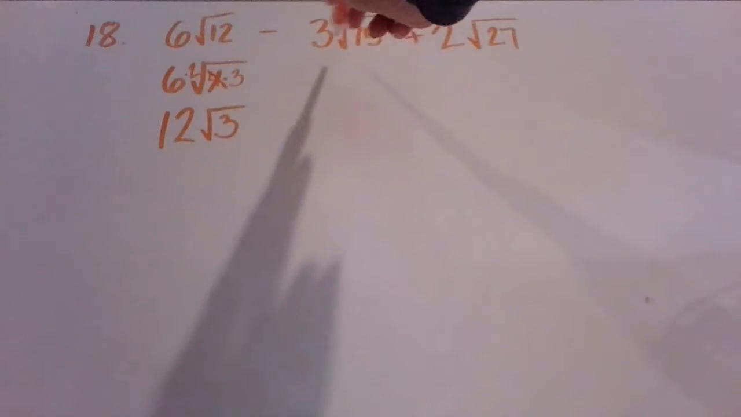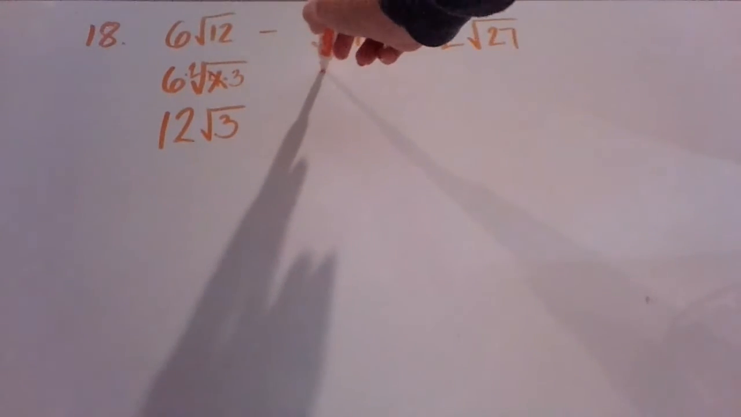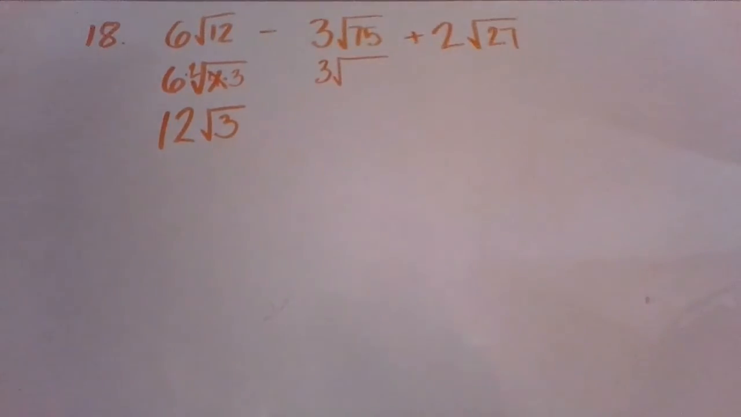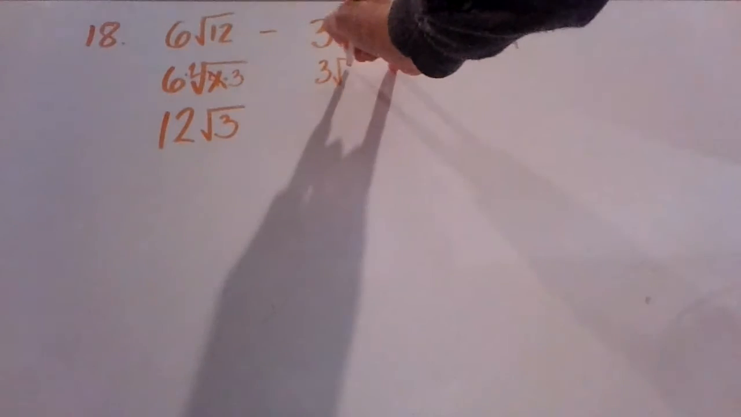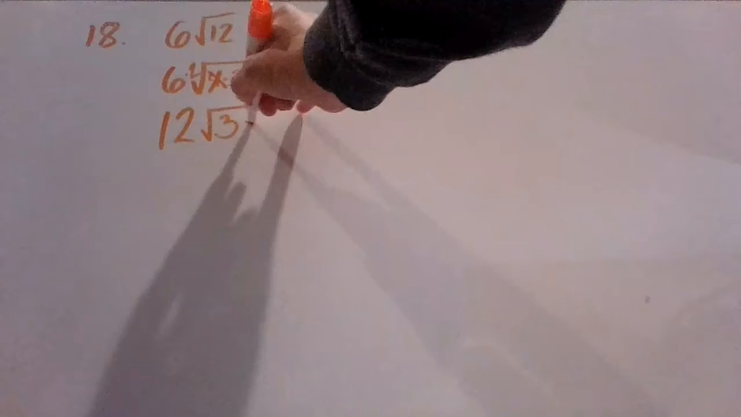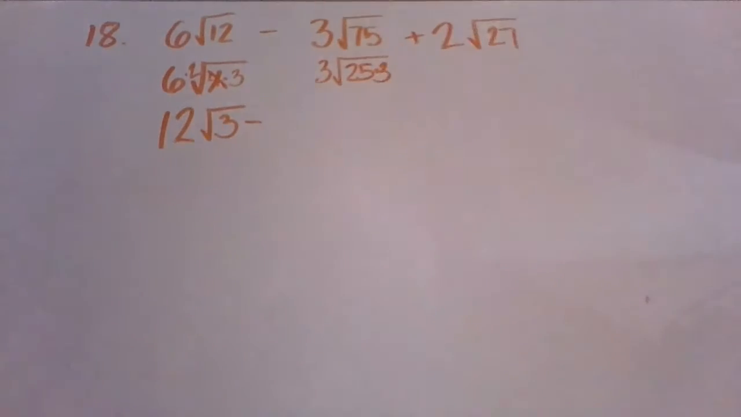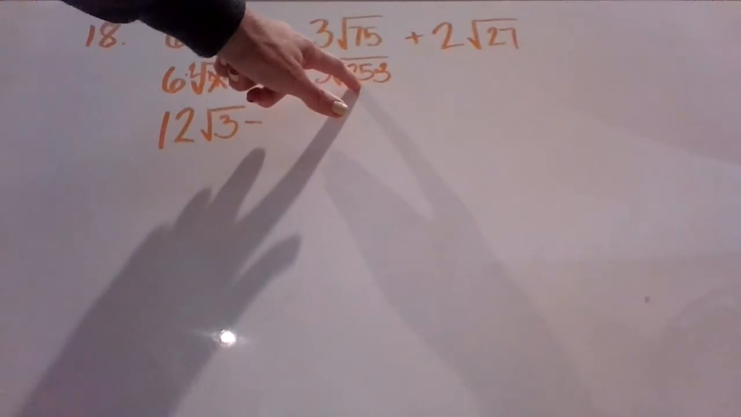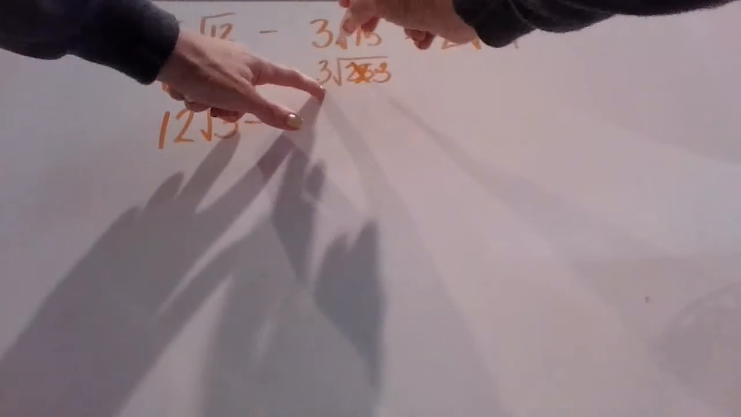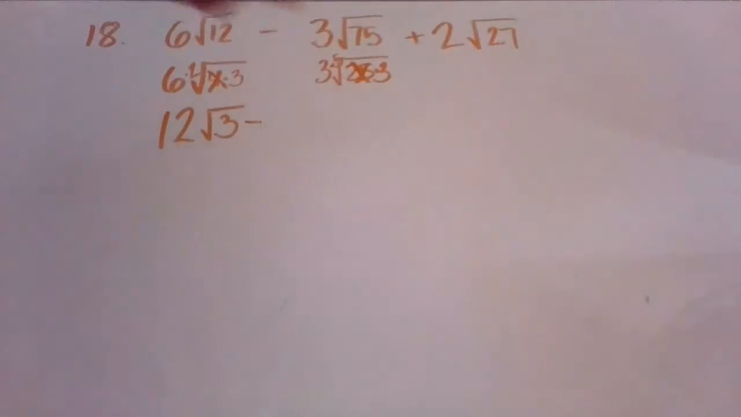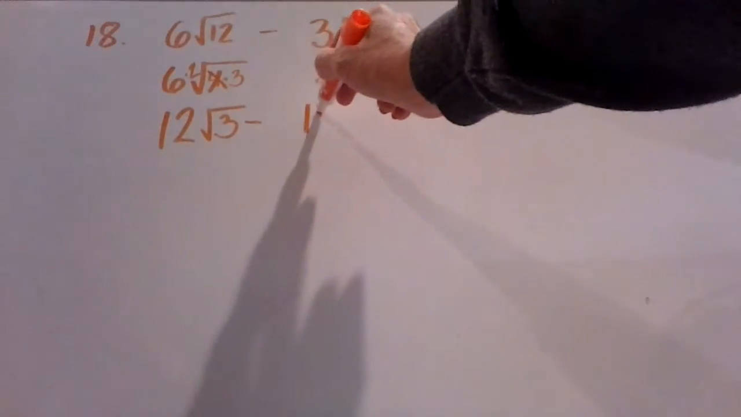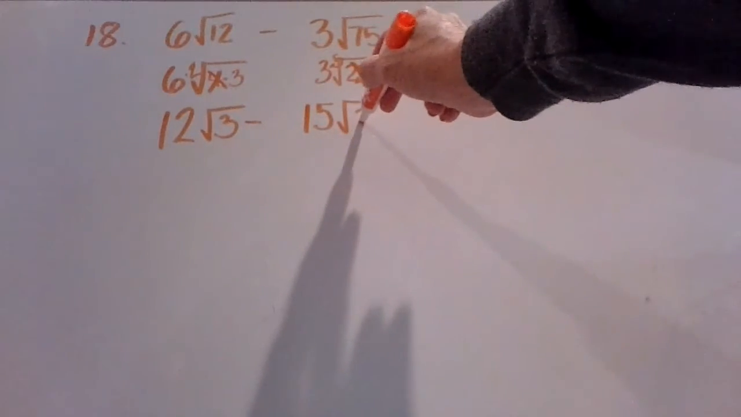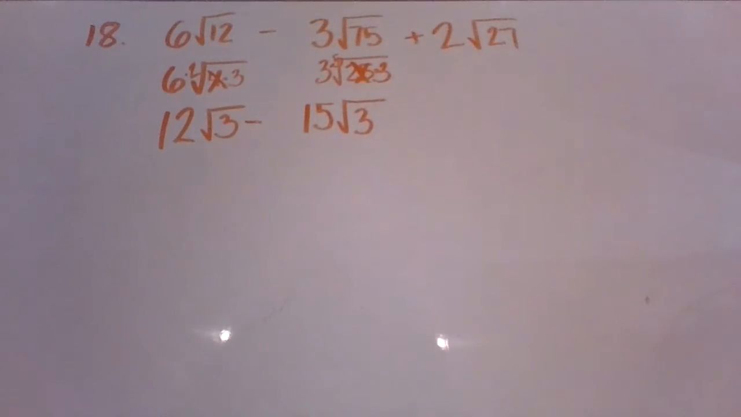Let's go to 75. So we have 3 times, I've got to think of 75. So what times what equals 75? Think of money, quarters. That's 25. We'll put our minus sign here, times 3. So the square root of 25 is 5. We cross that off because it gets to go to the outside. We have to multiply it by that 3. So that becomes 15 square root 3, because that 3 is left over.